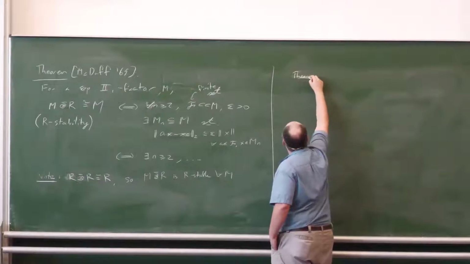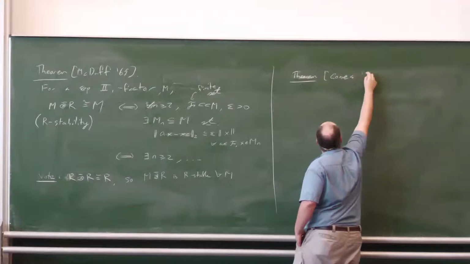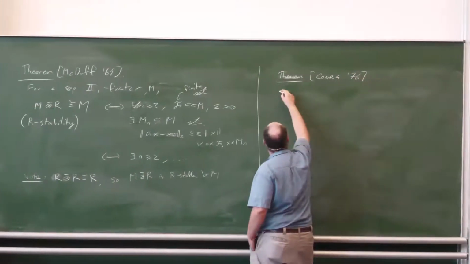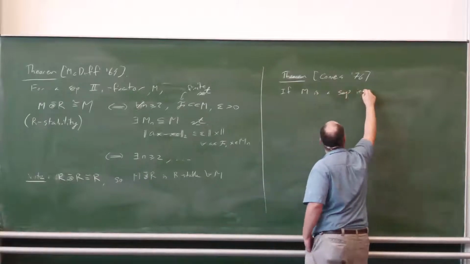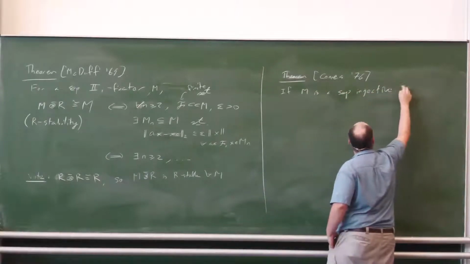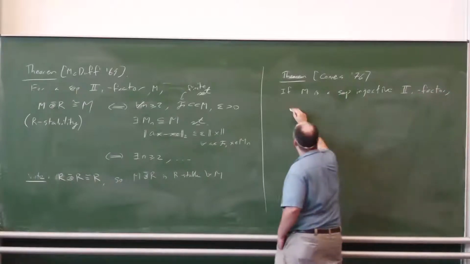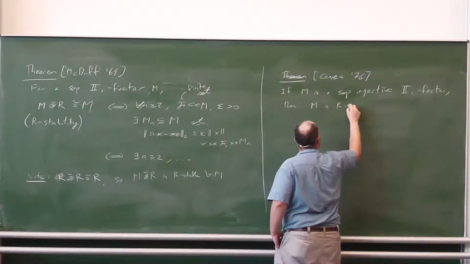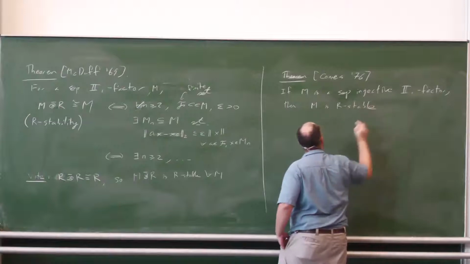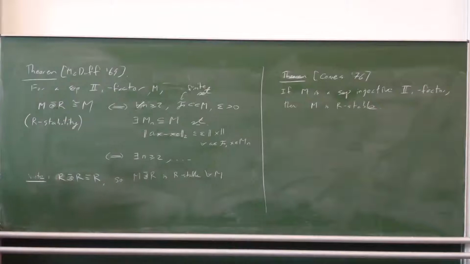What's relevant here, though, is this result of Connes: if M is a separable injective II_1 factor, then M is R-stable. So in the injective case, it's automatic.